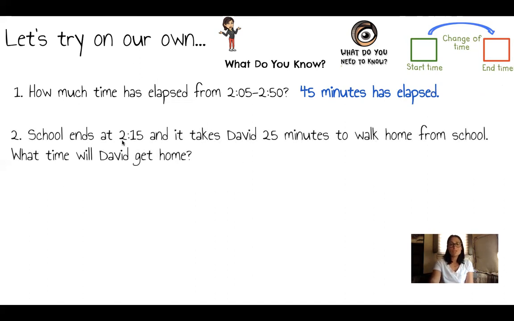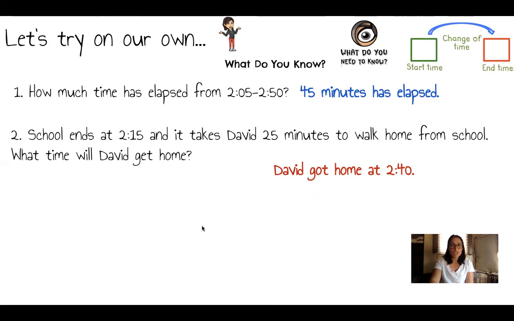School ends at 2:15, and it takes David 25 minutes to walk home from school. What time will David get home? Don't forget, use your what do you know, what do you need to know, and your diagram. Push pause. All right. David got home at 2:40. You got that one right. Good job. Give yourself a pat on the back.